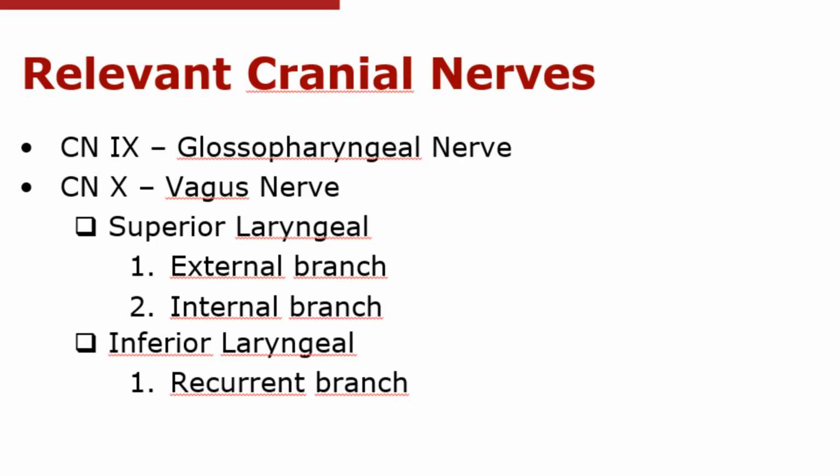And so we'll start off with CN9, which is the glossopharyngeal nerve, and CN10, the vagus nerve. The more specific branches of the vagus nerve that we'll cover are the superior laryngeal, and that one has two branches, the external branch and the internal branch. And also we'll be covering the inferior laryngeal, which is also known as the recurrent laryngeal.